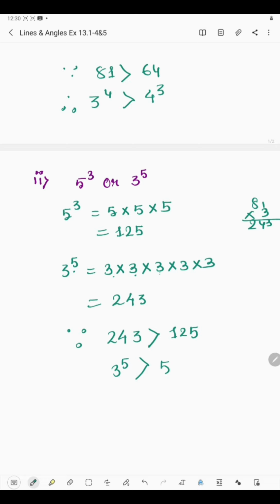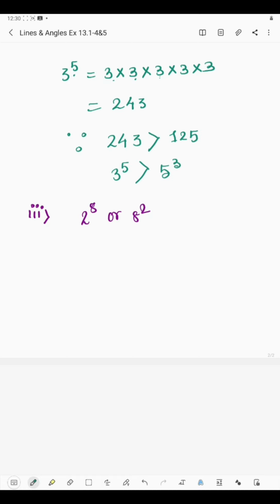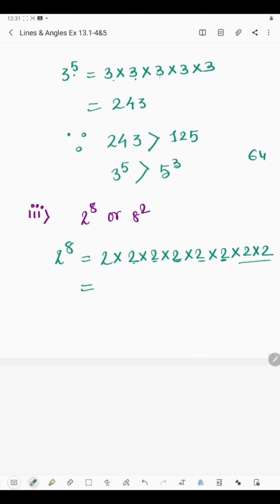Okay, now coming to next part. Third part we have 2 raised to the power 8 or 8 raised to the power 2. So we will have to compare these two. So we will have to expand the number. So here 2 raised to the power 8 means since the power is 8, we will write the base 8 times. So 1, 2, 3, 4, 5, 6, 7, 8. Okay. So 2 2s are 4, 4 2s are 8, 8 2s are 16, 16 2s are 32, 32 2s are 64.